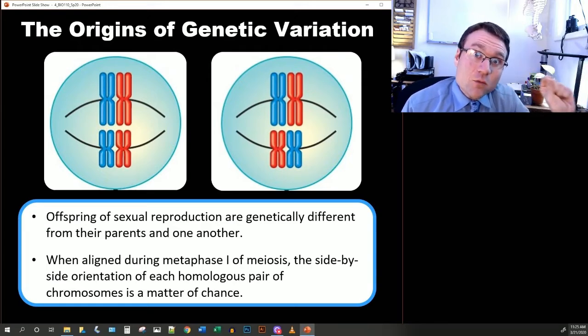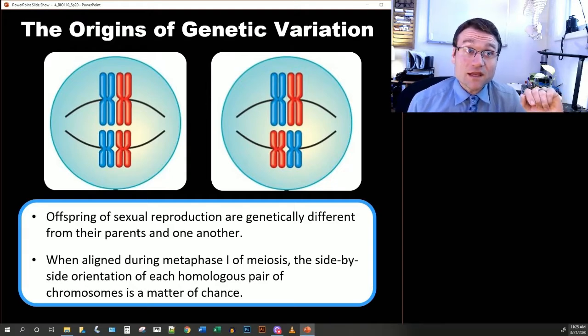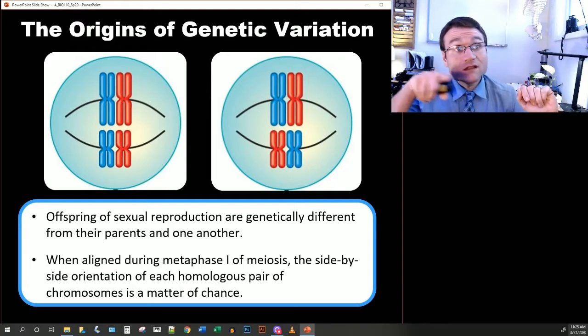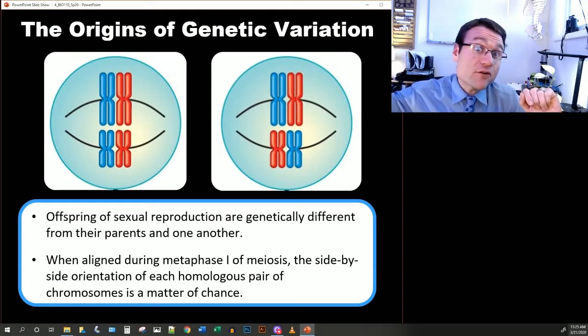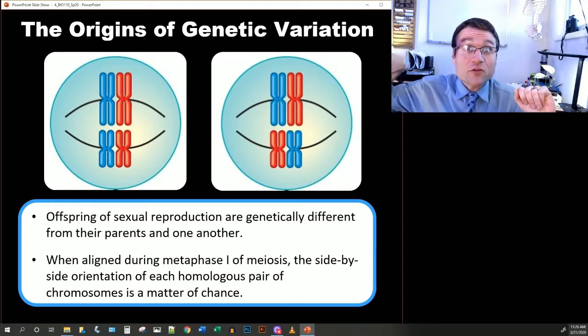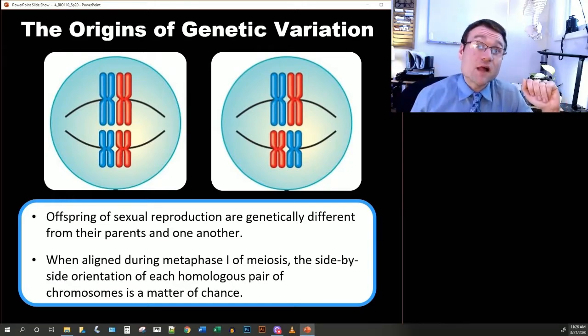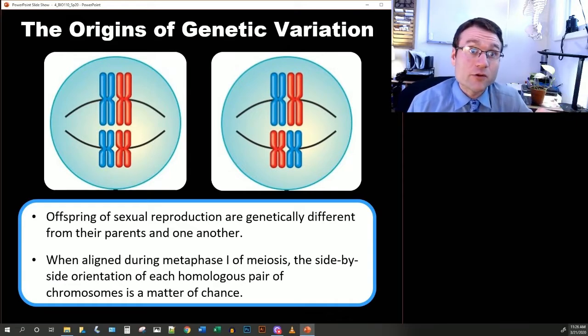Well, when we have metaphase 1 and those homologous chromosomes are lining up, there's 2 different orientations that they could line up in. You could either have over here on the left both of the father's chromosomes, father's chromosome 1 and father's chromosome 2 on the left, mother's chromosome 1 and mother's chromosome 2 on the right, or in this image a little bit closer to my window here, you could have them flip-flopped. Father's chromosome 1, mother's chromosome 2, mother's chromosome 1, father's chromosome 2. So you have different possible combinations. Now, each of those is equally likely.